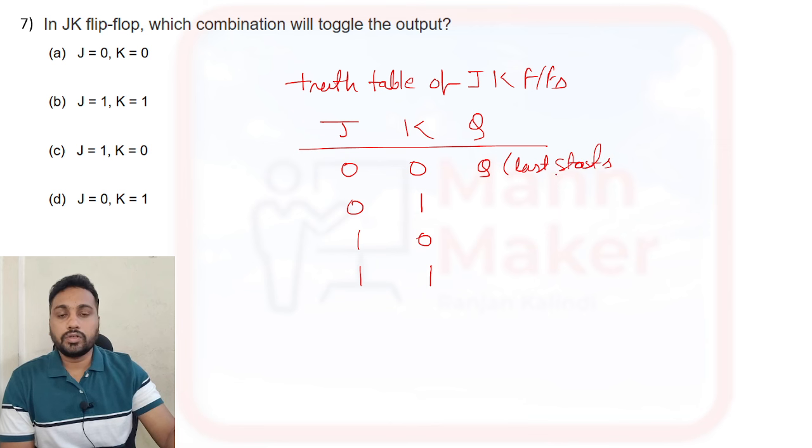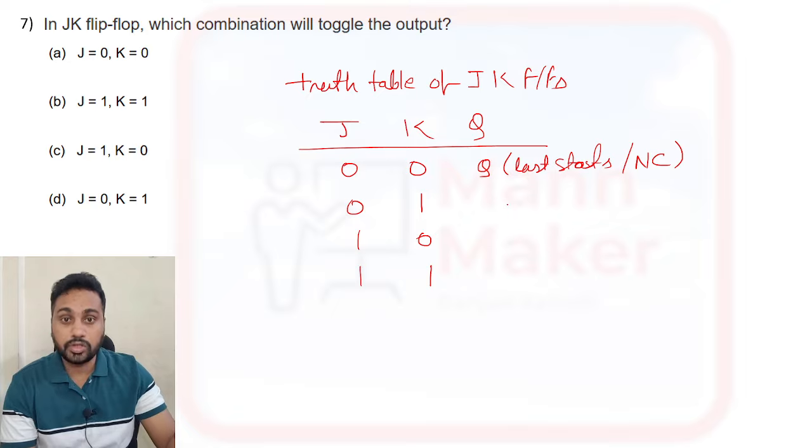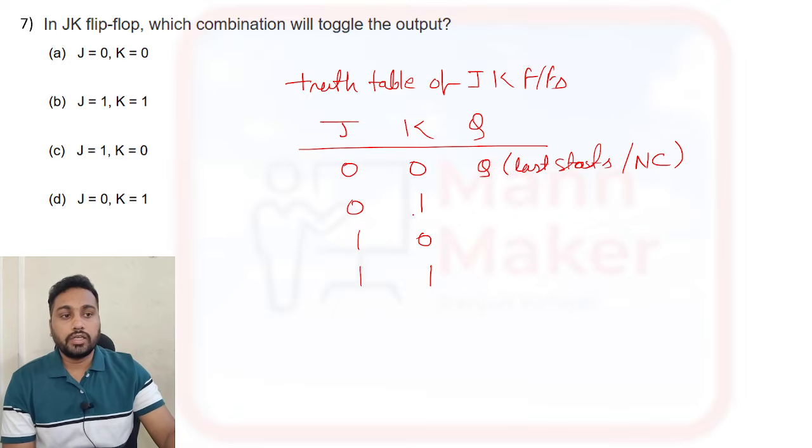Okay, this we call last state or no change state. Last state or no change. This condition, in 0 0, the output will be the last state, and no change means the same thing, we will call it either no change or last state. Then 0 1, the output will be 0, that condition we call reset. And 1 0, it will come 1, so it is called set.